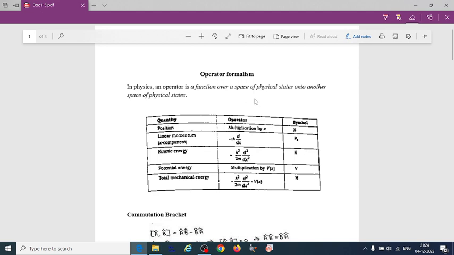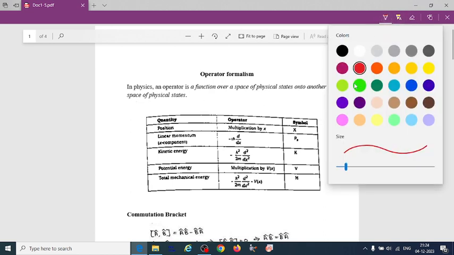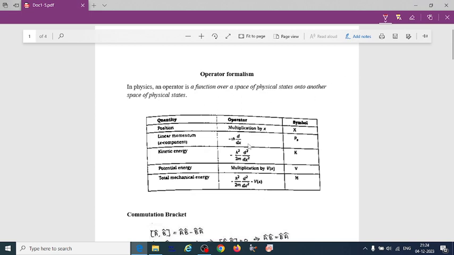Okay, let us start. So what are operators? In physics, an operator is a function over a space of physical states onto another space of physical states. That means an operator operating on one function transforms it into another function.